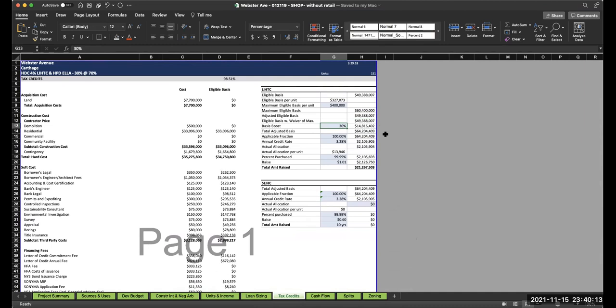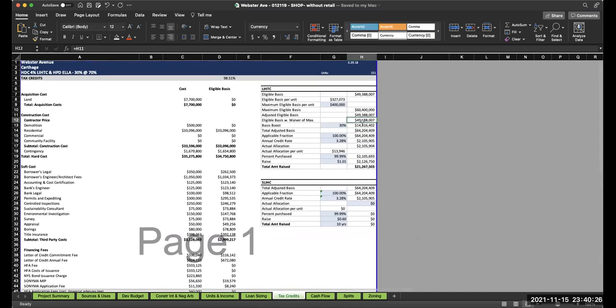There's what they call a basis boost, meaning if you're in an area that's difficult to develop, you actually get a 30% boost on the basis. So instead of a 49 million basis, it's 49 plus 14, for a total of 64, right? 100% of the units are affordable. The annual tax rate used to be 3.2. That gives you a grand total of 2.1 million of tax credit equity that this project justifies, right?